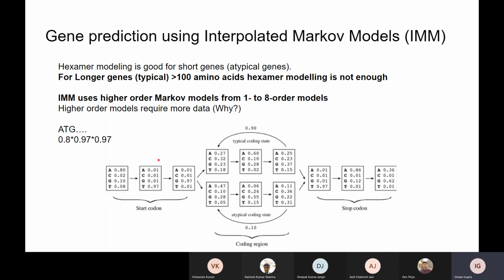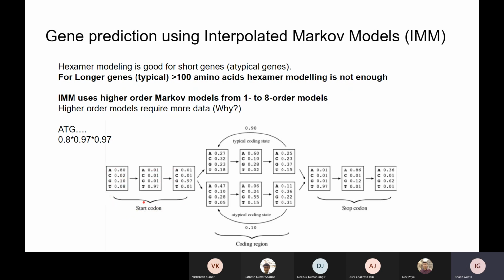Now, what happens when you give it a sequence? It starts to calculate the probabilities. Let us say your gene starts with ATG. It will extract the first three-mer and say, okay, the A is at 0.8, my second one is at 0.97 probability, and the other one I have observed is 0.97. So the probability of being in the start codon state is 0.8 multiplied by 0.97 multiplied by 0.97, which is approximately 80%.